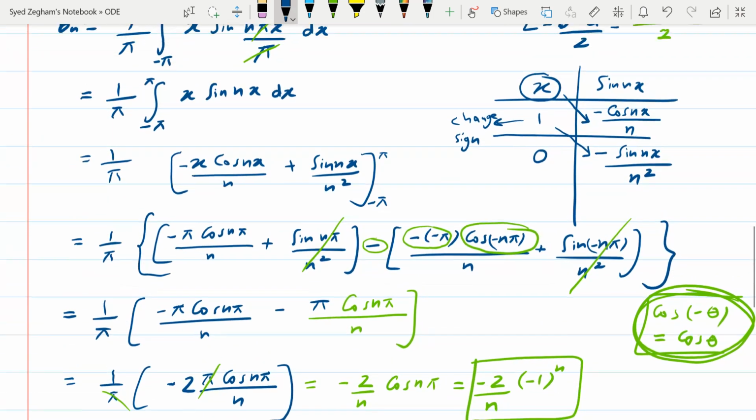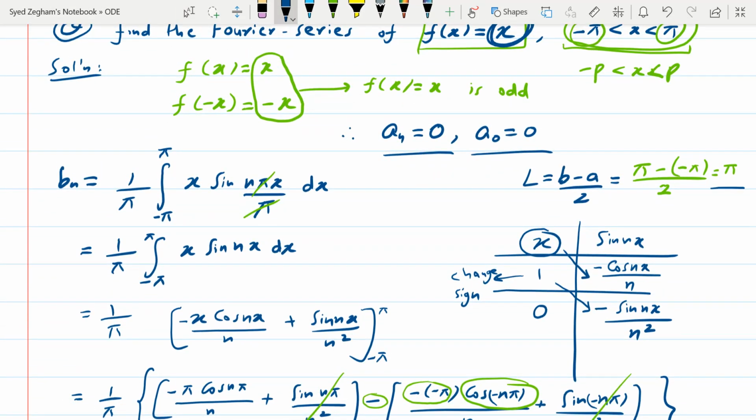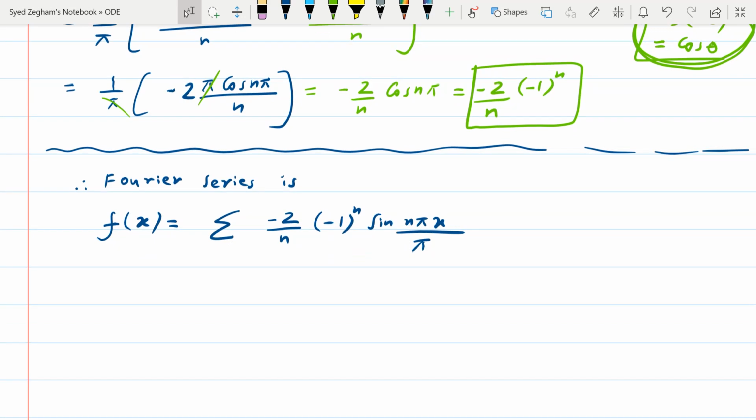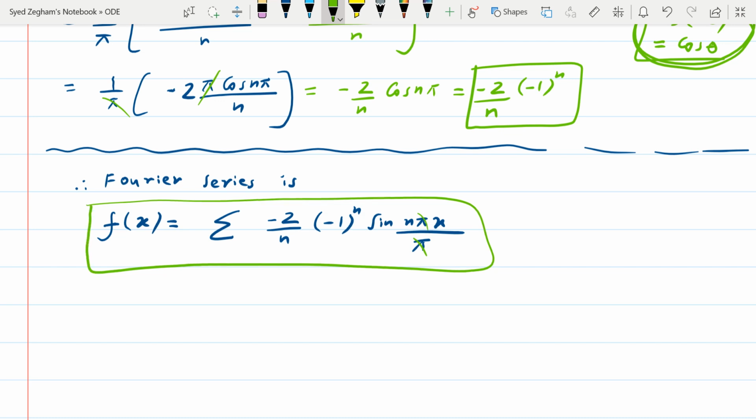Which you observed here. If you want to cancel these two pi's here itself, that is also fine. So this is your Fourier series which you were searching for. So this is one question which we have discussed on the Fourier series of an odd function.